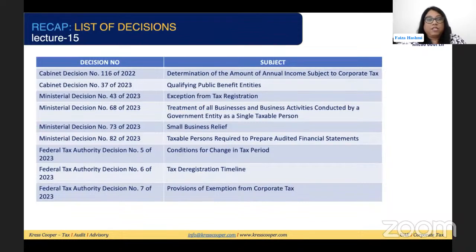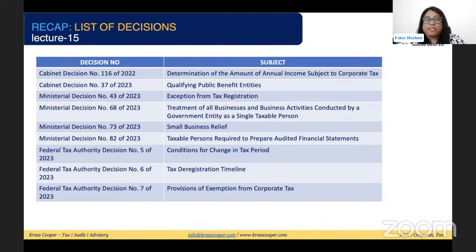Then in the last lecture, we had discussed the various cabinet decisions that have come out in a month and a half. We had discussed the threshold amount. Like we said, in the public consultation document they had given a threshold of 375, but when the law came out in December, they had not mentioned any amount. They have now confirmed that it is the same amount. Then cabinet decision 37 came out on qualifying public benefit entities. There's a list of the entities which are included in these or can be qualified as these.